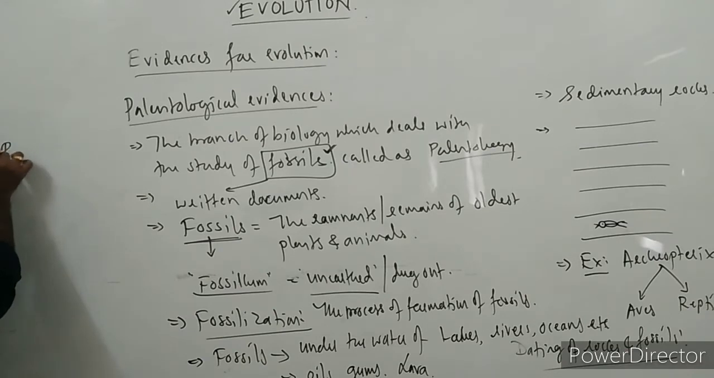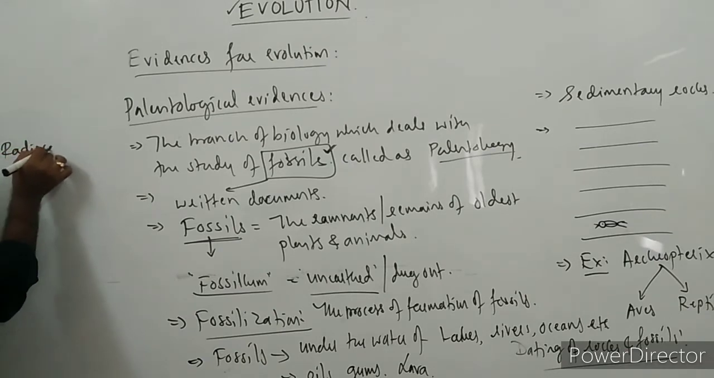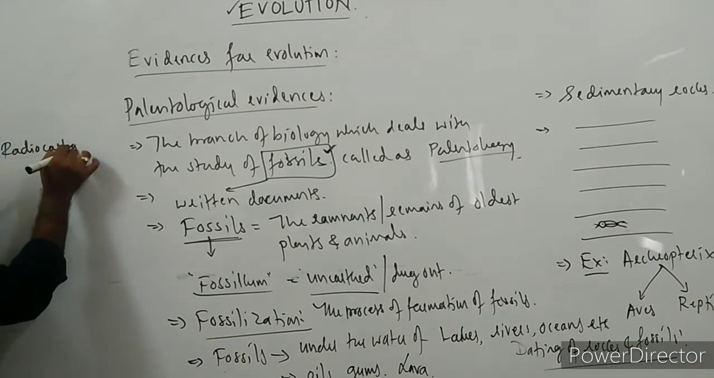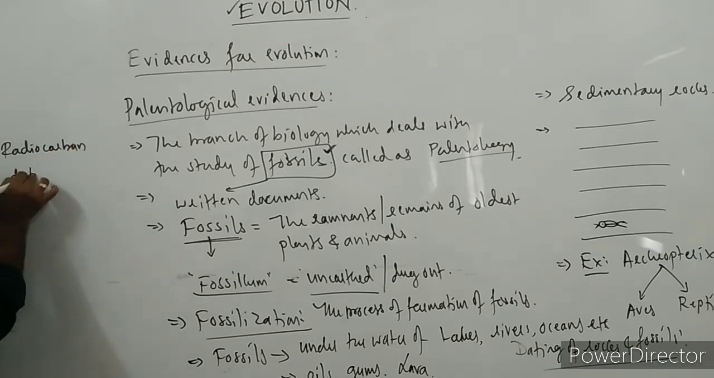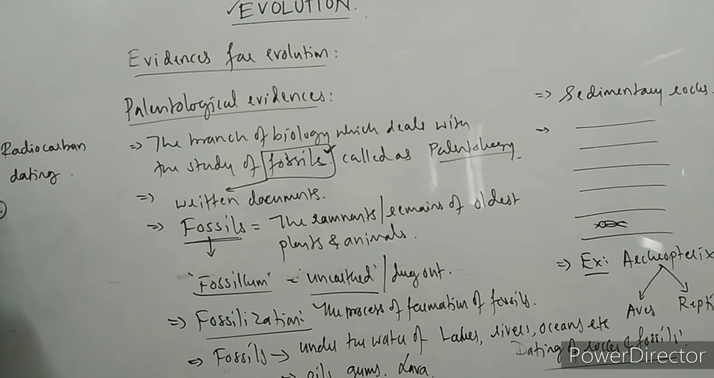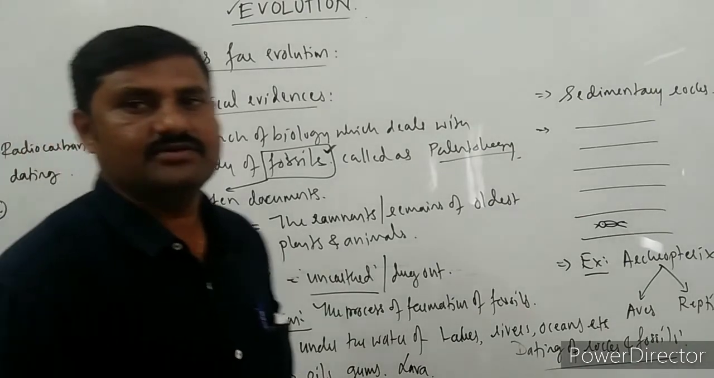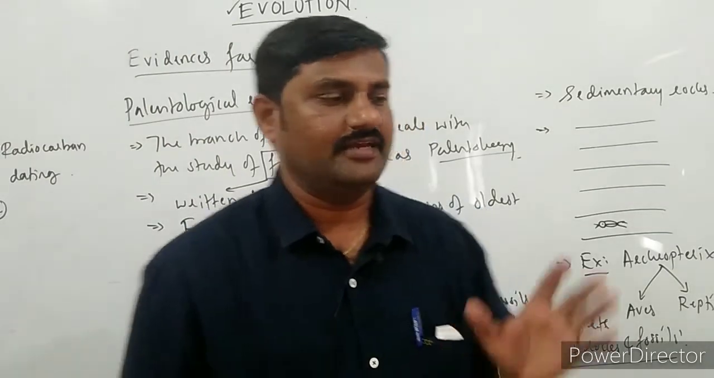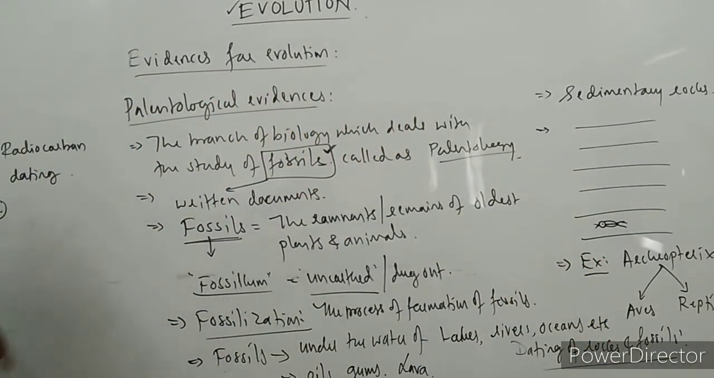The first technique is the radiocarbon dating technique, which is used to know the age of the fossils themselves. So this is one technique.